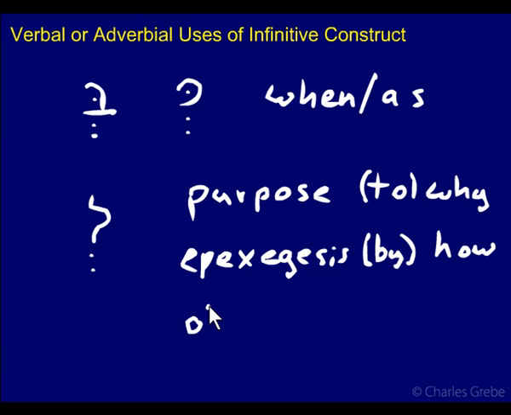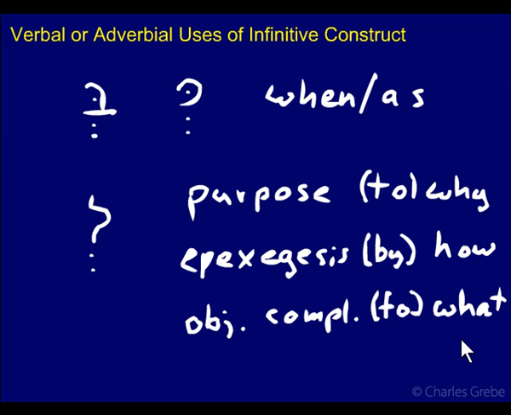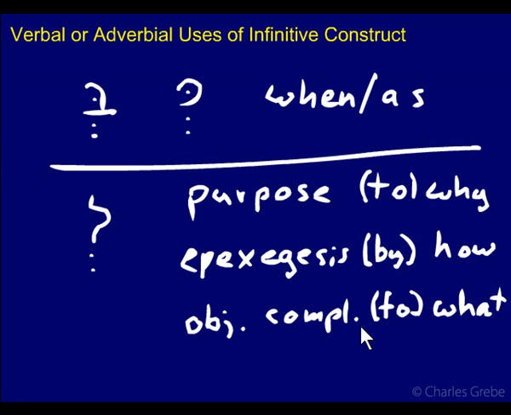And then lastly, we have this object complement, and we also translate it with to, just like we did with purpose. And if you're not thinking carefully about it, you may not realize you're dealing with an object complement, but whatever. It answers the question, what? Able to what? To do what? So if you just learn these three inseparable prepositions with the infinitive construct, translate these two as when, and then le has three main uses. Then you'll have down the adverbial and verbal uses of the infinitive construct.